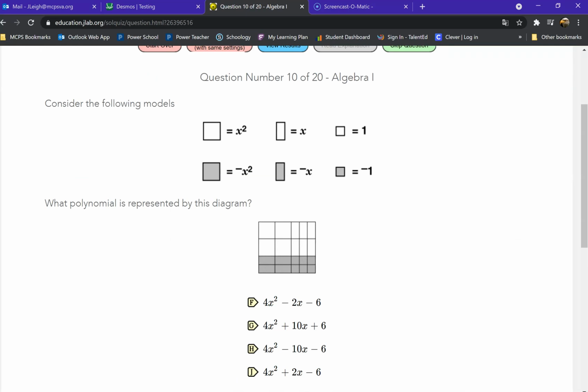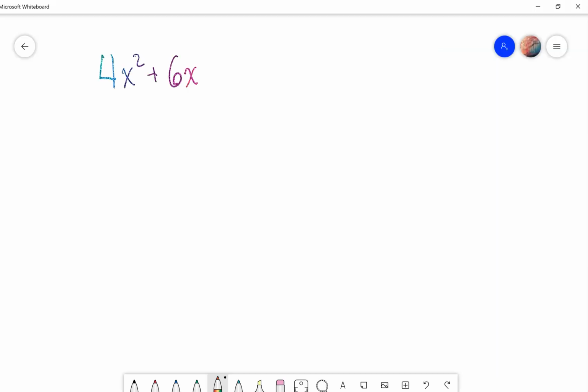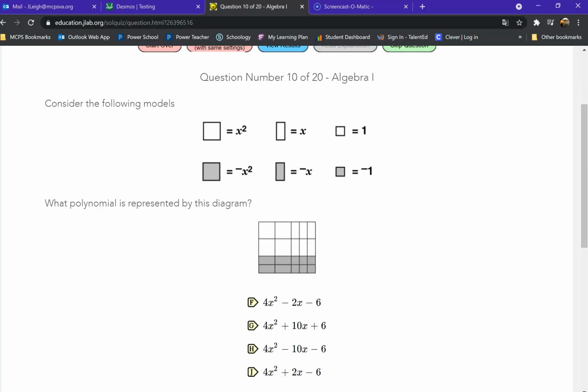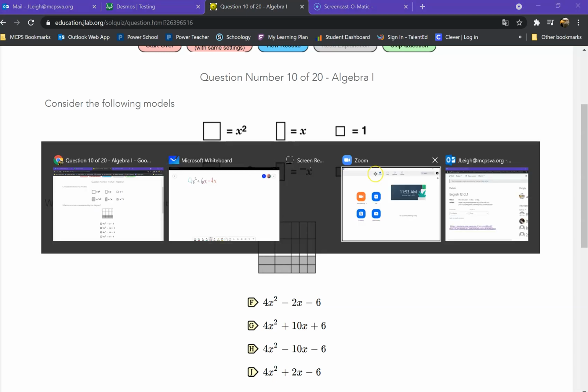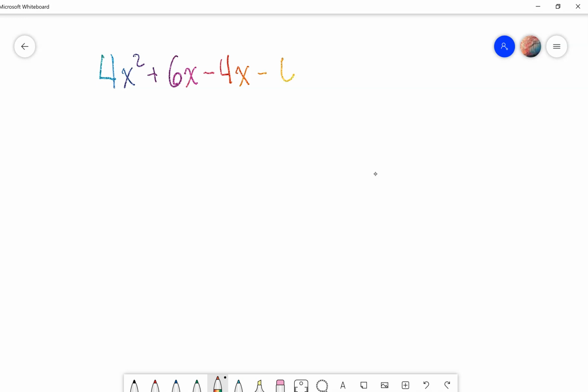Now we're going to look at the gray. I think the gray, those are 4 of the negative x, but they're just turned sideways. And then we have 6 of these small gray ones. So 6 times -1 is -6.